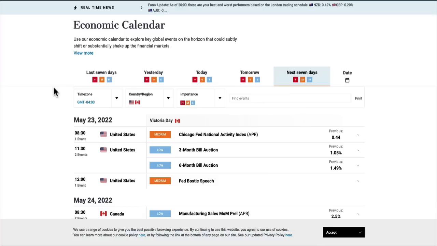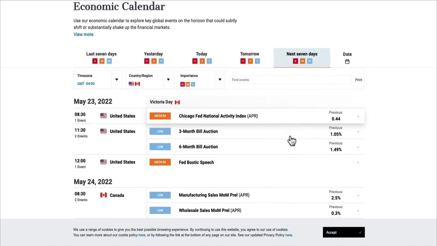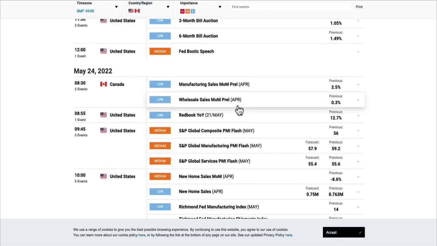And out of the US, we have 4 big reports, 2 which are really big and 2 which are big but not really big. And we got a couple of big ones out of Canada. We have a holiday in Canada on the 23rd here, Victoria Day. Let's see what we have here.